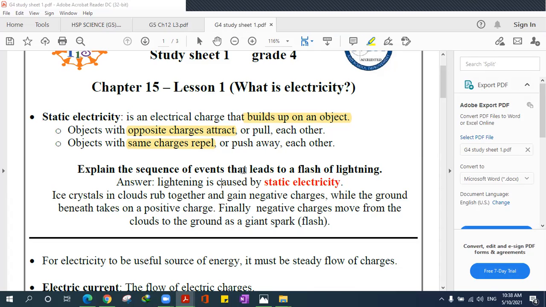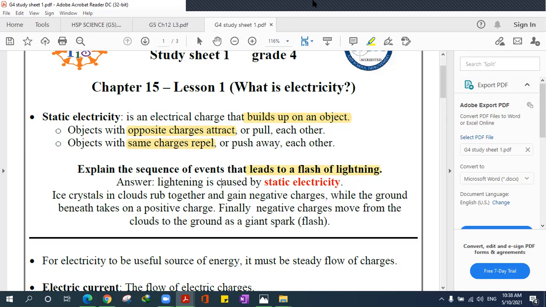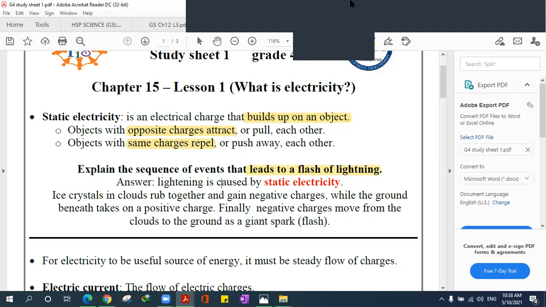Then there is a question saying we need to explain how lightning happens. Remember this question? In the book, it happens when two clouds rub against each other. Well done. When the two clouds keep rubbing against each other, they start gaining charges, which are negative. And the ground is positive. So, as we learned, charges move from the negative to the positive. So it will move from the clouds to the ground in the shape of lightning, as we can see it.